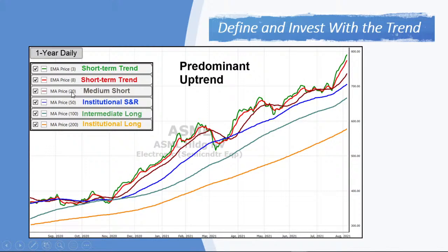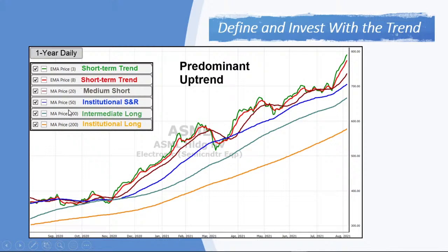Okay, the medium short-term trend is a 20-day EMA or a 20-day simple moving average as well. That looks like a brown line or more of a maroon line here. That's a 20-day simple moving average, and that represents the medium short-term trend of the stock.